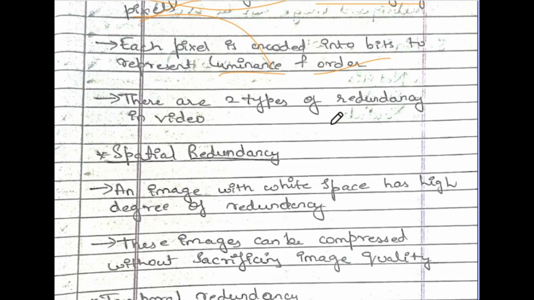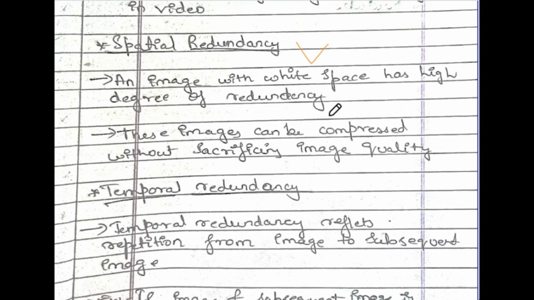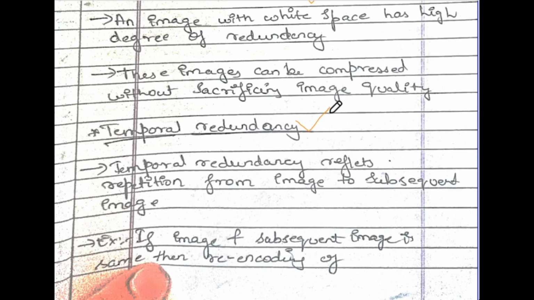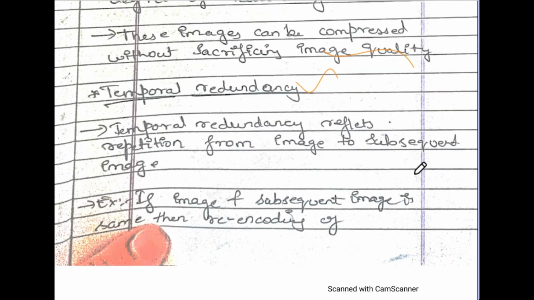There are two types of redundancy in a video: spatial redundancy and temporal redundancy. An image with white space has a high degree of redundancy. A white image has a high level of redundancy. This image can be compressed without sacrificing quality. So that's why white has a high level of redundancy.